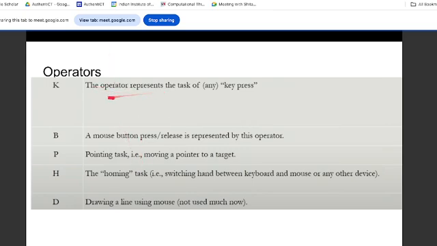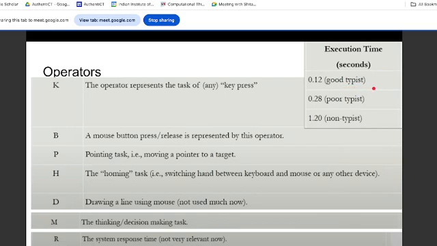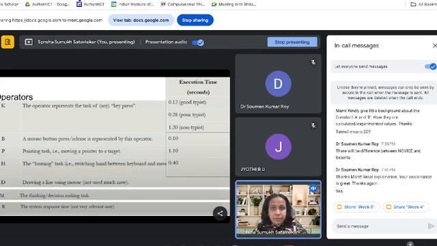Yes. So the K operator represents the key press, which is related to typing. B is the mouse button press, that is clicking. P is pointing, that is moving the pointer from a point to a target. H is the homing task. Usually now we have discarded this. Homing task is switching between a keyboard and a mouse pointer or a touchpad, rather than homing task is about switching the input device. M was the thinking or decision making task, and R was the system response time. We are today talking about these five physical operators, and within those, these are the ones given for novice, intermediate, and expert. And for others, if you see, there is only one timing given, because there is not much difference. Okay, so that's what I am referring to.